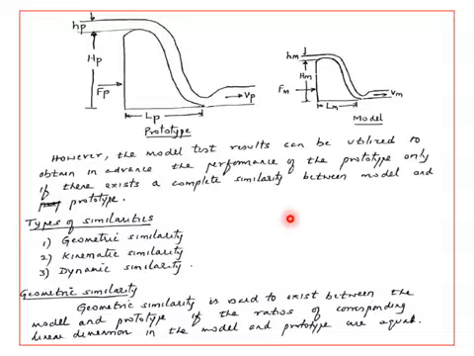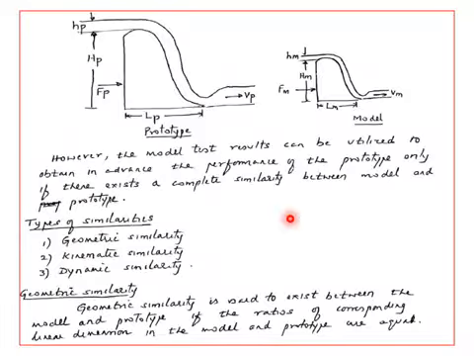So when you build up the model and do the test on it, these model test results can be utilized to obtain in advance the performance of the prototype. You can transfer the results from the model to the prototype only if there exists a complete similarity between the model and the prototype. So what are the types of similarities we have? The similarities can be geometric similarity, kinematic similarity, and dynamic similarity.